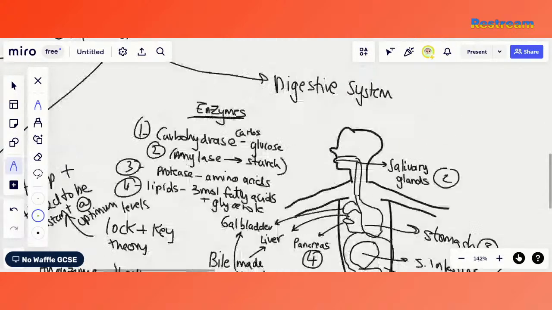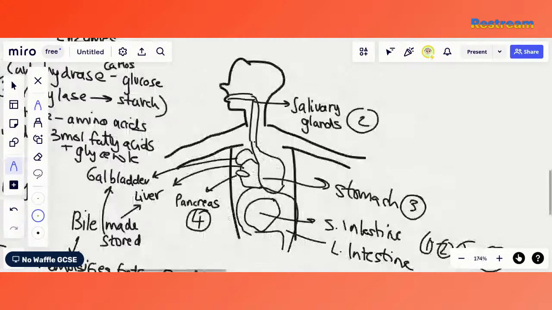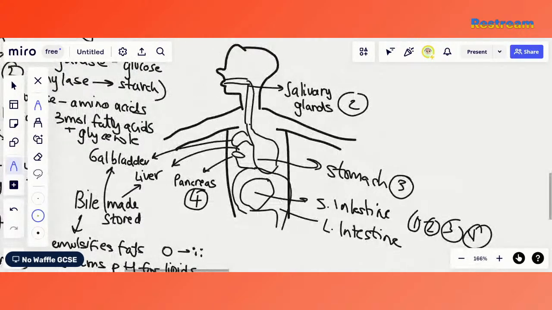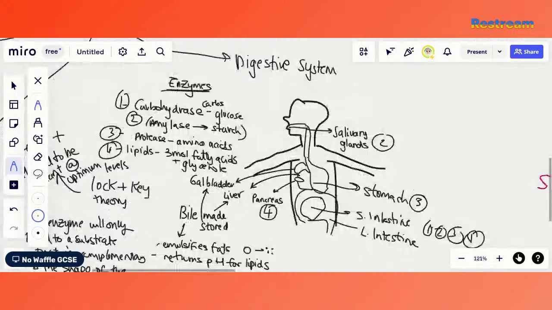So I made a little diagram here, and it's made up of the salivary glands. So first, food goes down the salivary glands. The number system is in relation to the enzymes, which breaks down starch. So this enzyme is prevalent here, which breaks down starch. Then the food goes to the stomach. The stomach contains hydrochloric acid. The hydrochloric acid kills any bacteria and provides the optimum pH for protease enzymes to work. And then food goes to the small intestine and then to the large intestine.